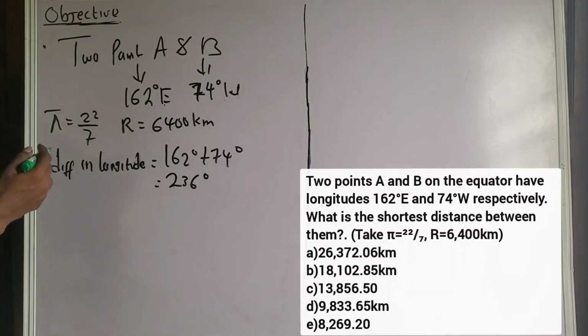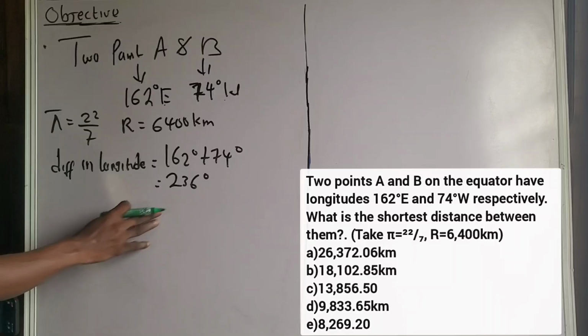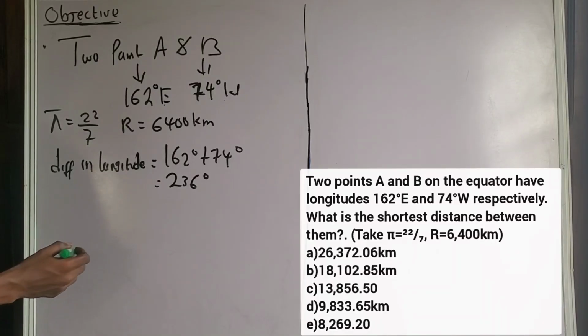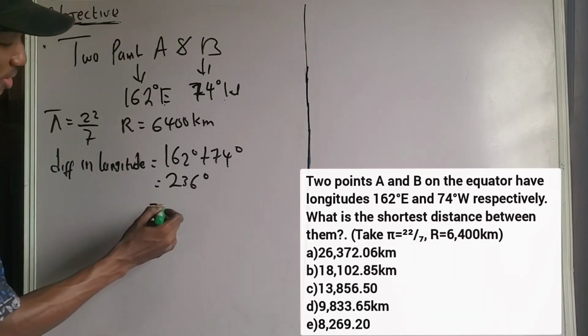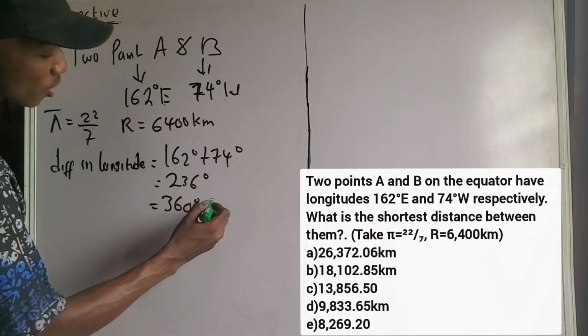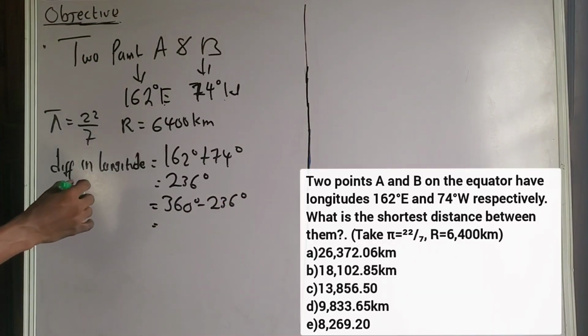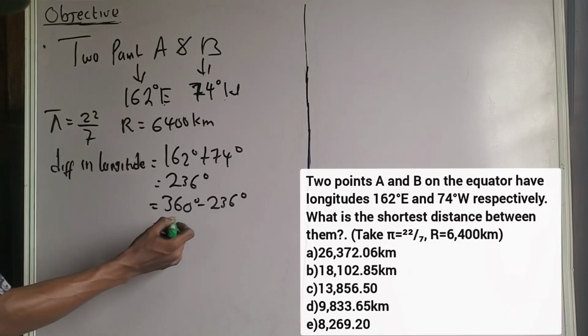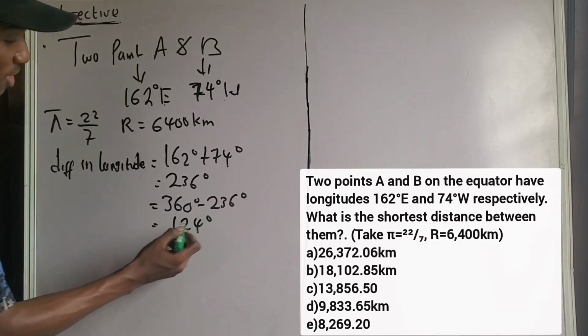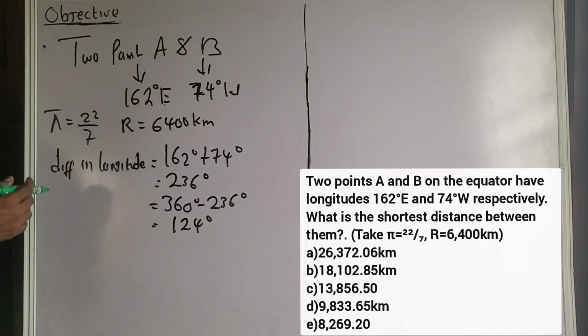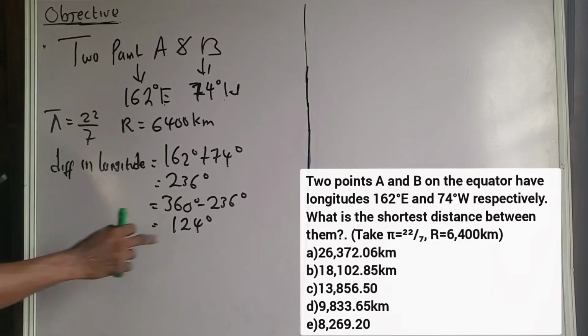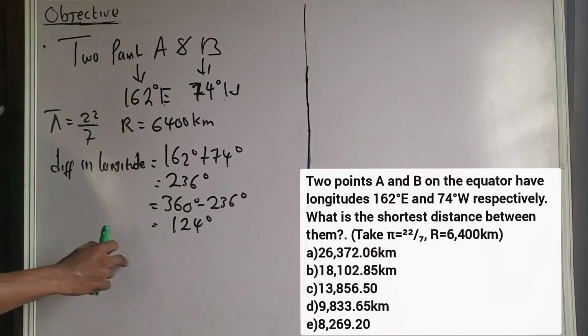Okay. Having calculated the difference in longitude, since you are looking for the shortest distance, you are going to subtract what you have here from 360 degrees. Do you understand? So I'm going to have 360 degrees minus 236 degrees. Okay, 360 degrees minus 236, that is 124 degrees. Now the next step is that you are going to convert this degree to radians.